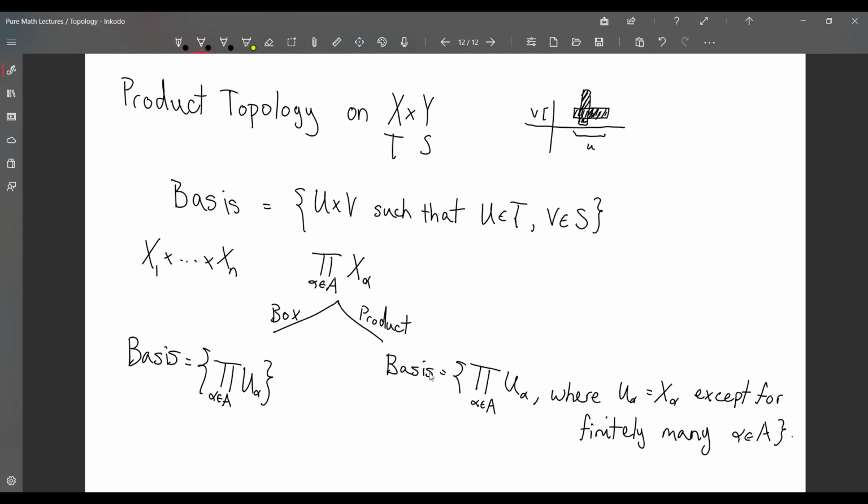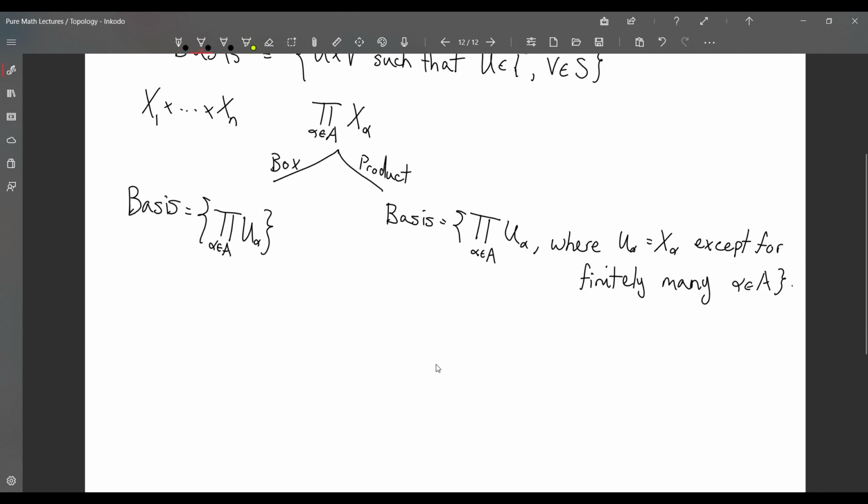So notice this is going to be the same when you have finite products, but when you go to an infinite number of products, you have to restrict yourself on the basis, and essentially you can't have all of the product components being proper subsets of X sub alpha. And there are technical reasons for this that I won't get into, but it's important to know the distinction between these two topologies.